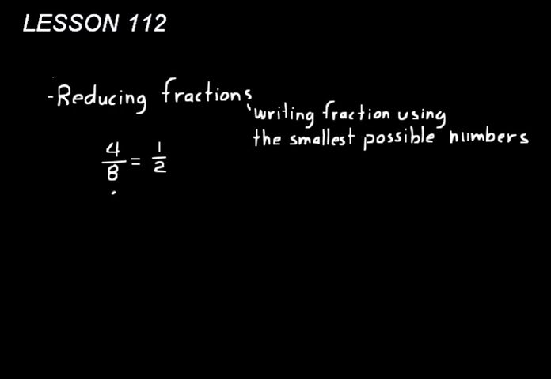If we were trying to reduce 4/8, what we can do is divide the top and the bottom, or the numerator and denominator, by the same number to get it into its smallest possible form. And so this one we would divide the top and the bottom by 4. Think 4 divided by 4 and 8 divided by 4. 4 divided by 4 would be 1, 8 divided by 4 would be 2, 1/2.